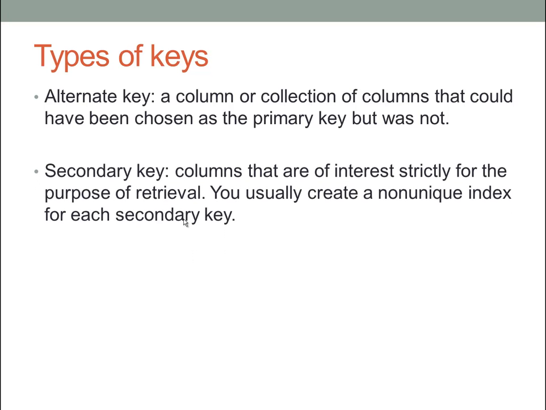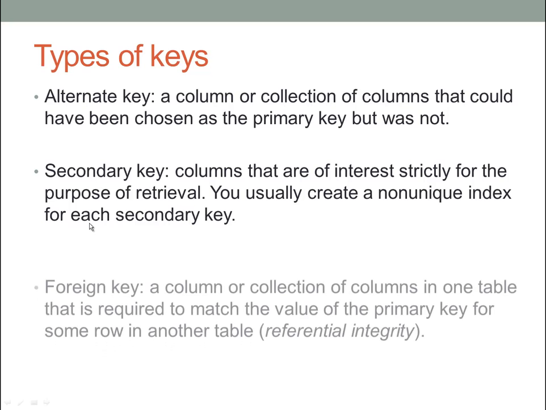Remember secondary keys. Secondary keys are a column or collection of columns, usually a column, that are of interest strictly for the purpose of retrieval. We're usually going to create a non-unique index for each secondary key. A good example of this would be something like the employee's last name. It's very common that we're going to search and query off of that last name rather than the employee's ID number, so we may go ahead and create a non-unique index for that secondary key in order to speed up that search and retrieval process.